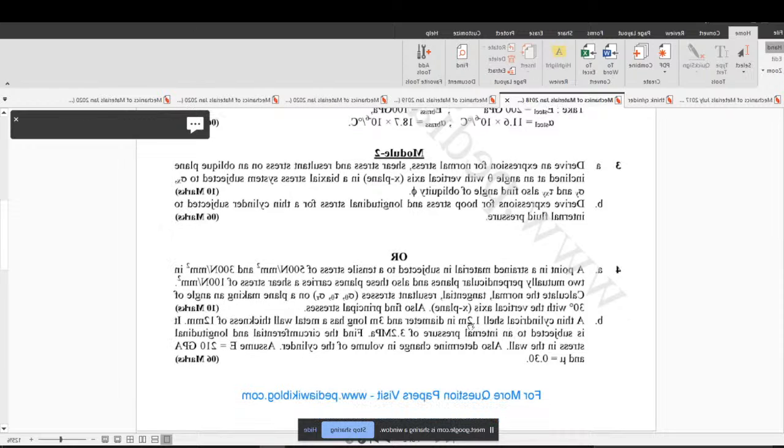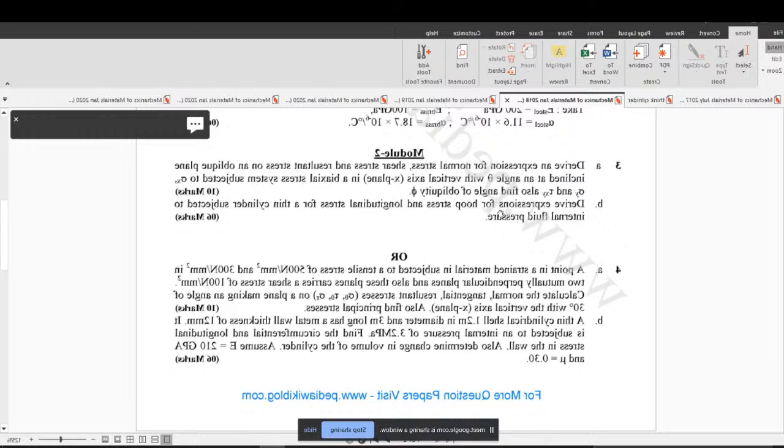A thin cylindrical shell is 1.2 meter in diameter and 3 meter long, with a metal wall thickness of 12 mm. It is subject to an internal pressure of 3.2 N/mm². Find the circumferential and longitudinal strain. Also determine the change in volume of the cylinder. This is also the same problem we solved in the morning, 6 marks. But take mu as 0.3. Mu in the sense 1 by m. Keep this in mind. The same problem was solved. Okay? 6 marks. Got it?